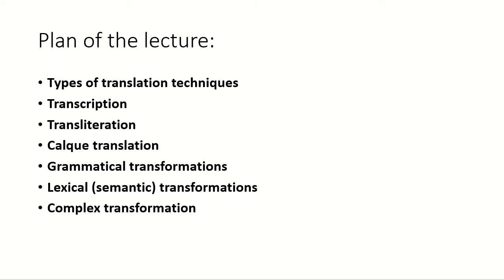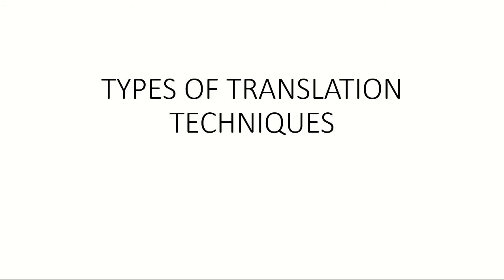The second one will be devoted to the grammatical transformations, and the third one to the lexical transformations, and lastly I will give some examples where the translator can make some complex transformations, okay? Complex means lexical and grammatical transformations together. So now let's start with the first title, Types of Translation Techniques. What are the main types of translation techniques?